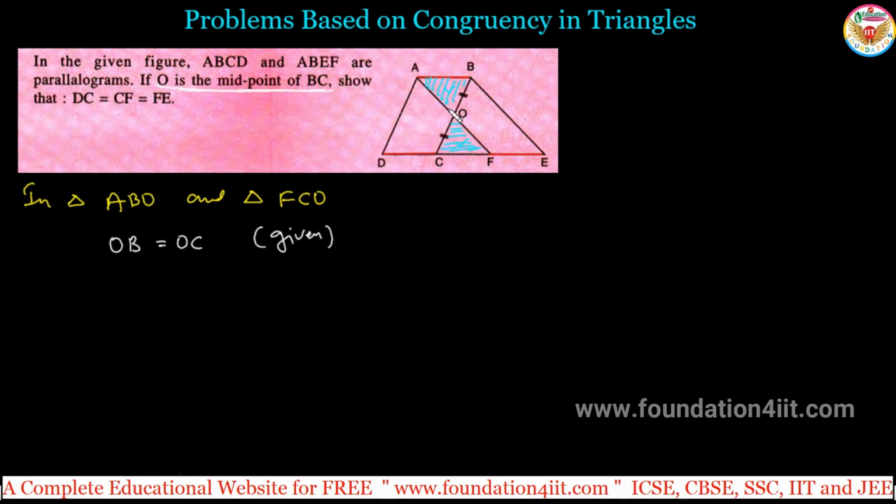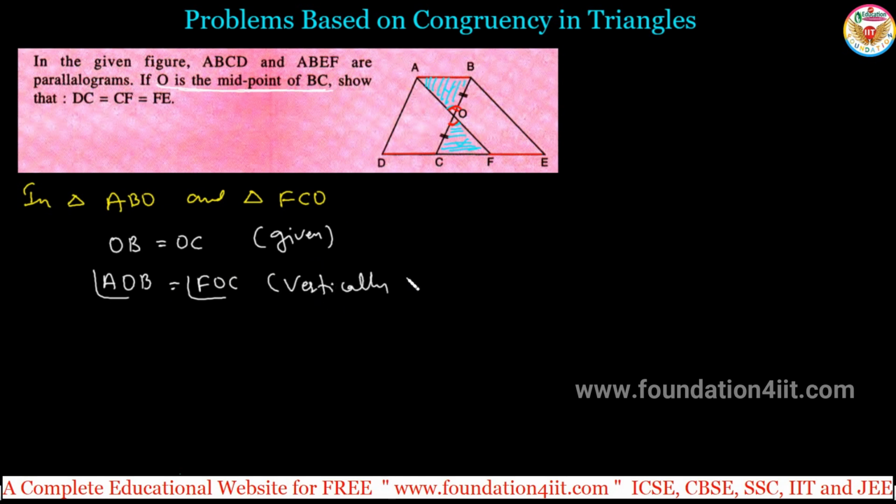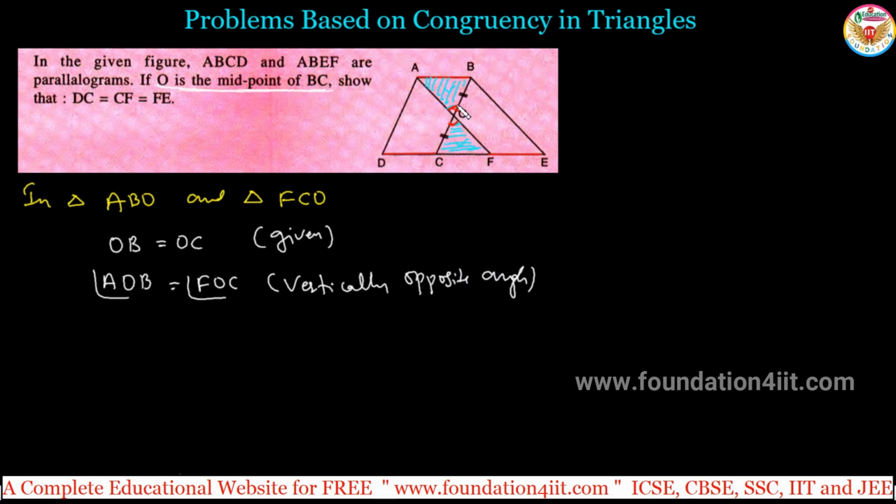Next, angle AOB and angle FOC. These two angles are the same because they are vertically opposite angles. So angle AOB and this angle FOC are equal because vertically opposite angles are equal. You can write the reason also. So we got only one side and one angle as of now.